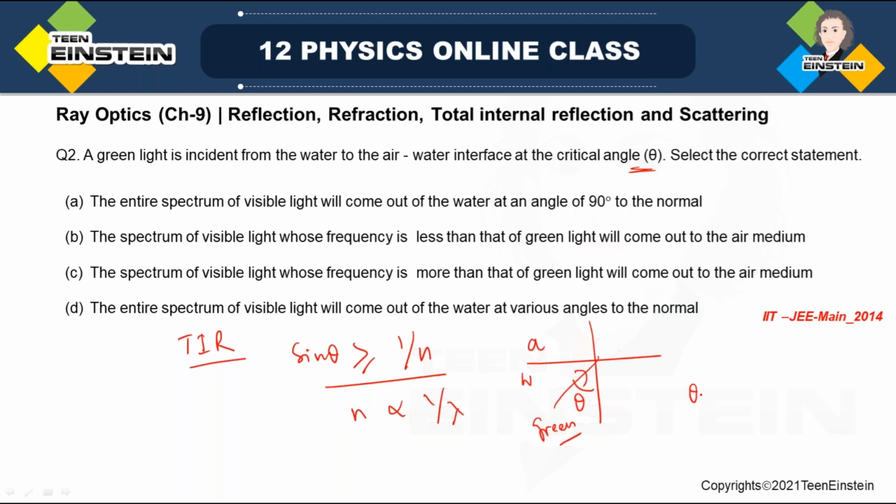See, the critical angle may be greater than theta for some colors, or it may be less than theta for some colors. So the colors for which the critical angle is greater than theta will not satisfy TIR. Okay, they will not satisfy TIR. So they will actually pass through and come out to the air medium. But the colors for which the critical angle is less than theta will actually satisfy TIR. They will actually go back into the water itself by TIR.